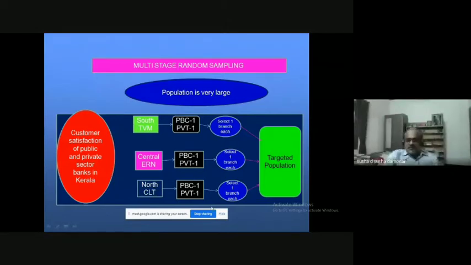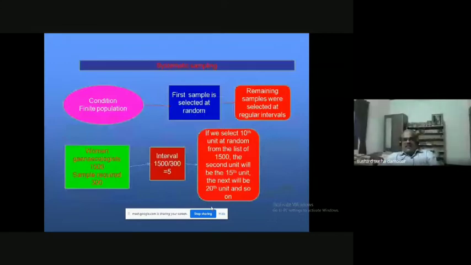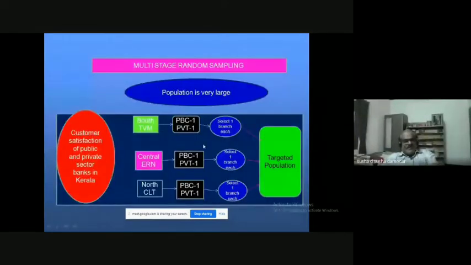Again, one branch each from the public and private sector banks will be selected from Trivandrum district in the southern area, and 1 branch each from the public and private sector banks from Ernakulam district in the central area. The same procedure is followed in the north area, Calicut. And all the customers of the selected branches of public sector and private sector banks in all the districts constituted our target population.